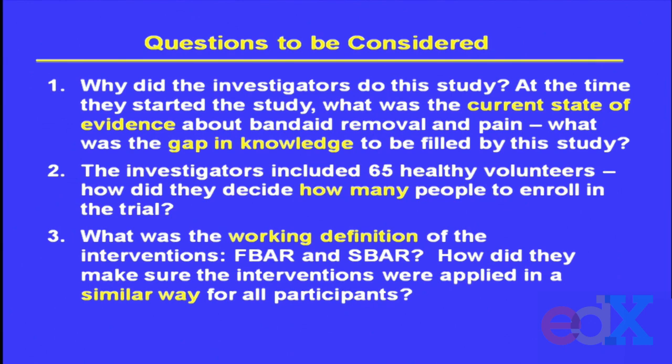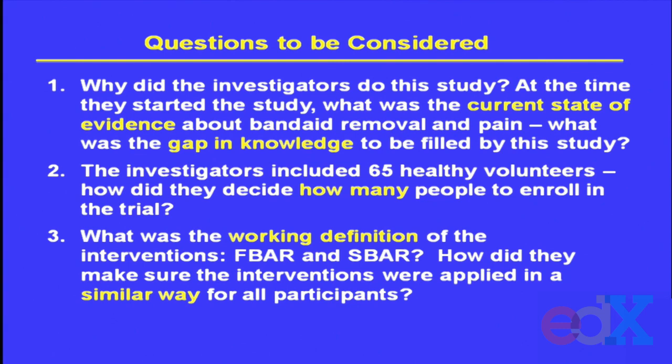So the first question would really be why? Why did the investigators do this study? The first thing that we'd want to understand is, let's say they did this study in 2011. In 2011, what was the evidence about the relationship about fast removal of Band-Aids and slow removal of Band-Aids with respect to pain? Is this the first study that's ever looked at it? Is it the first randomized trial that's ever looked at it? Have people looked at it in different ways, but not this particular question in terms of whether there's less pain or not? So when they started the study, what was the current state of knowledge?